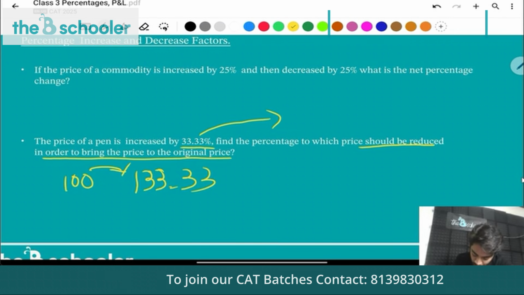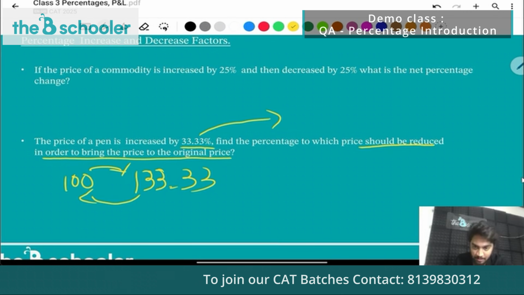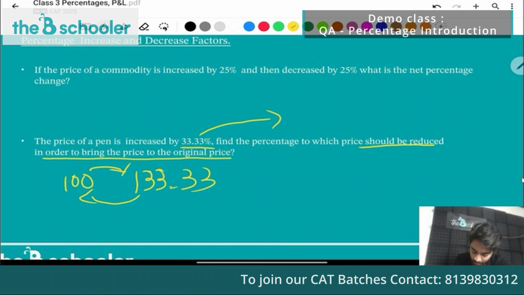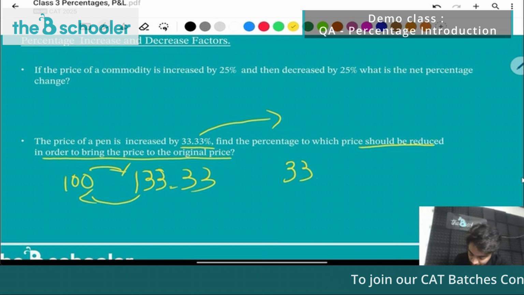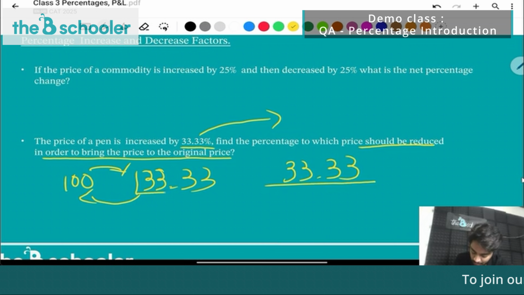133.33. Now you have to bring it back to 100. What is the percentage reduction? How much should 133.3 be reduced so that you get 100? So that means the reduction has to be 33.33 absolute value divided by, now the initial price now becomes 133.3. Why? Because you're starting from here now.